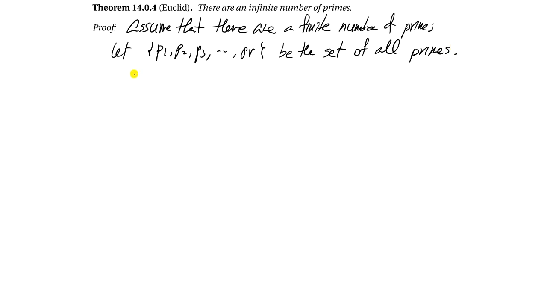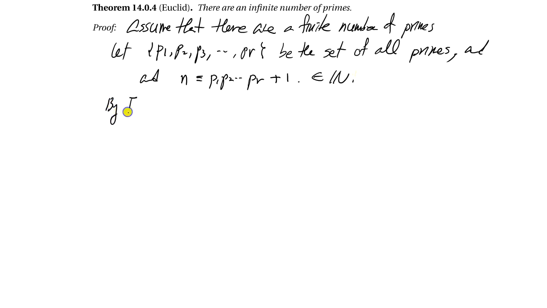Then let's say we choose a number n which is the product of all those primes together, adding one more. Then clearly this is also an integer, especially a positive integer, a natural number. And by the fundamental theorem of arithmetic, this is a positive integer, which means it has a prime factor, at least one of them.